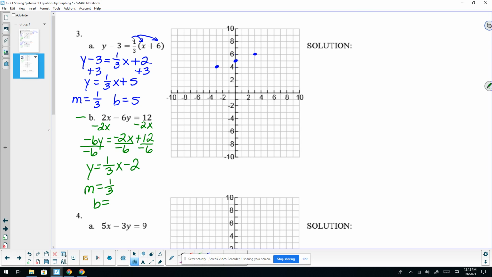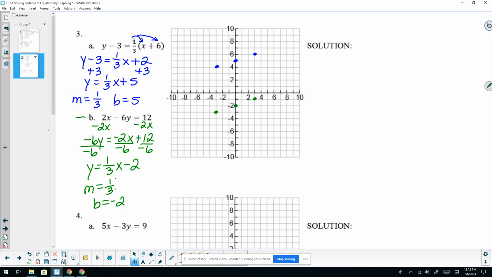My y-intercept is -2. Now, if you remember anything about slopes when they're the same, you should know what's about to happen. If not, let's go ahead and look at this. So go start at -2. Tells me to go up 1, right 3. So up 1, right 3. Down 1, left 3.